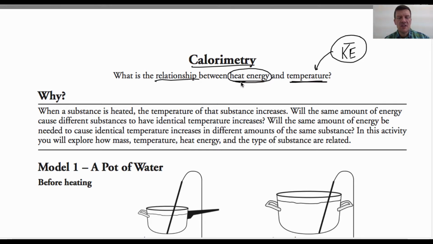Heat is a type of energy that flows from hot objects to cold objects. Okay? So when a substance is heated, the temperature increases. That should be obvious. Will the same amount of energy cause different substances to have identical temperature increases? Will the same amount of energy be needed to cause identical temperature increases in different amounts of the same substance? So we are going to be looking at mass, temperature, heat energy, and type of substance and see how all of them are related.